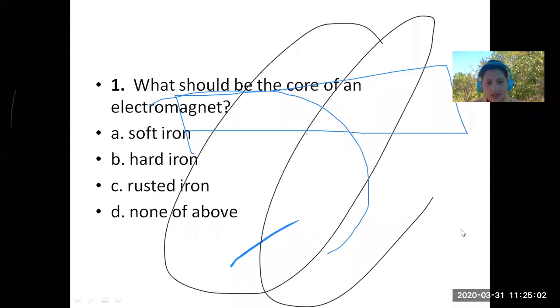Could you please read on your own? What should be the core of an electromagnet? This is from the first session. Soft iron. Very good.